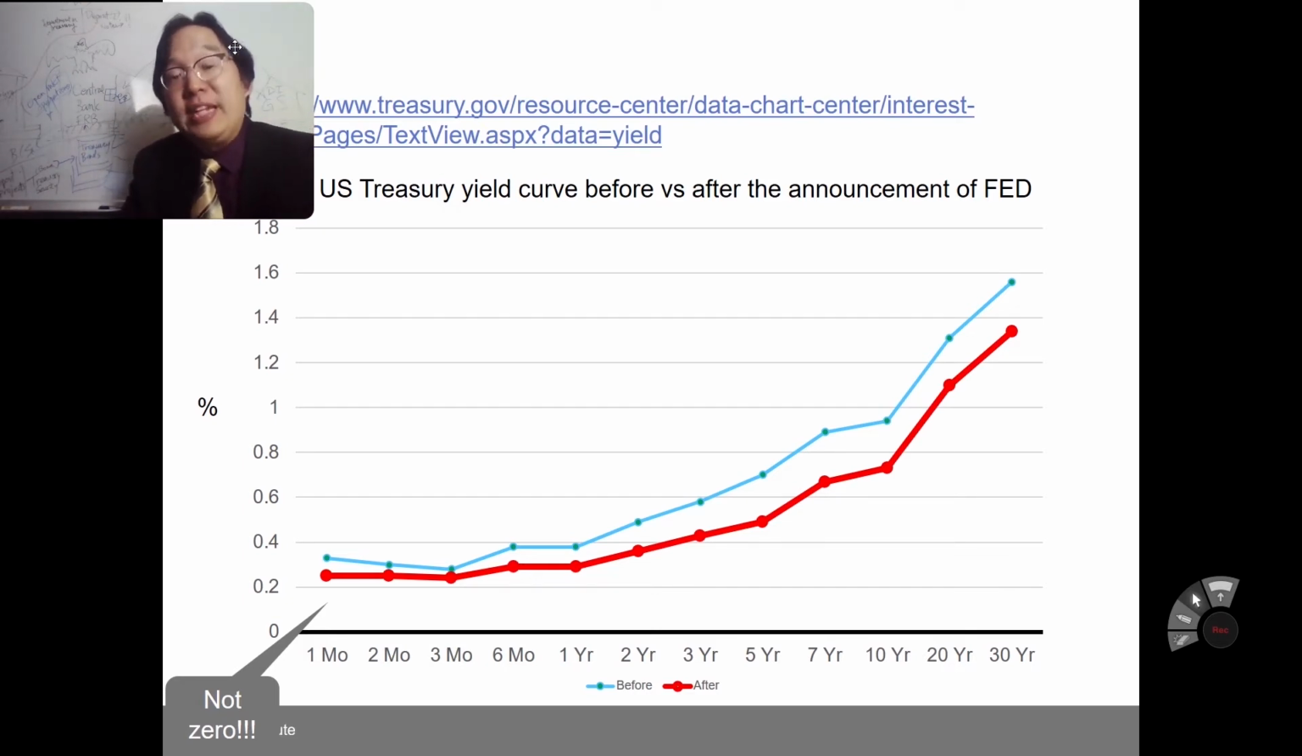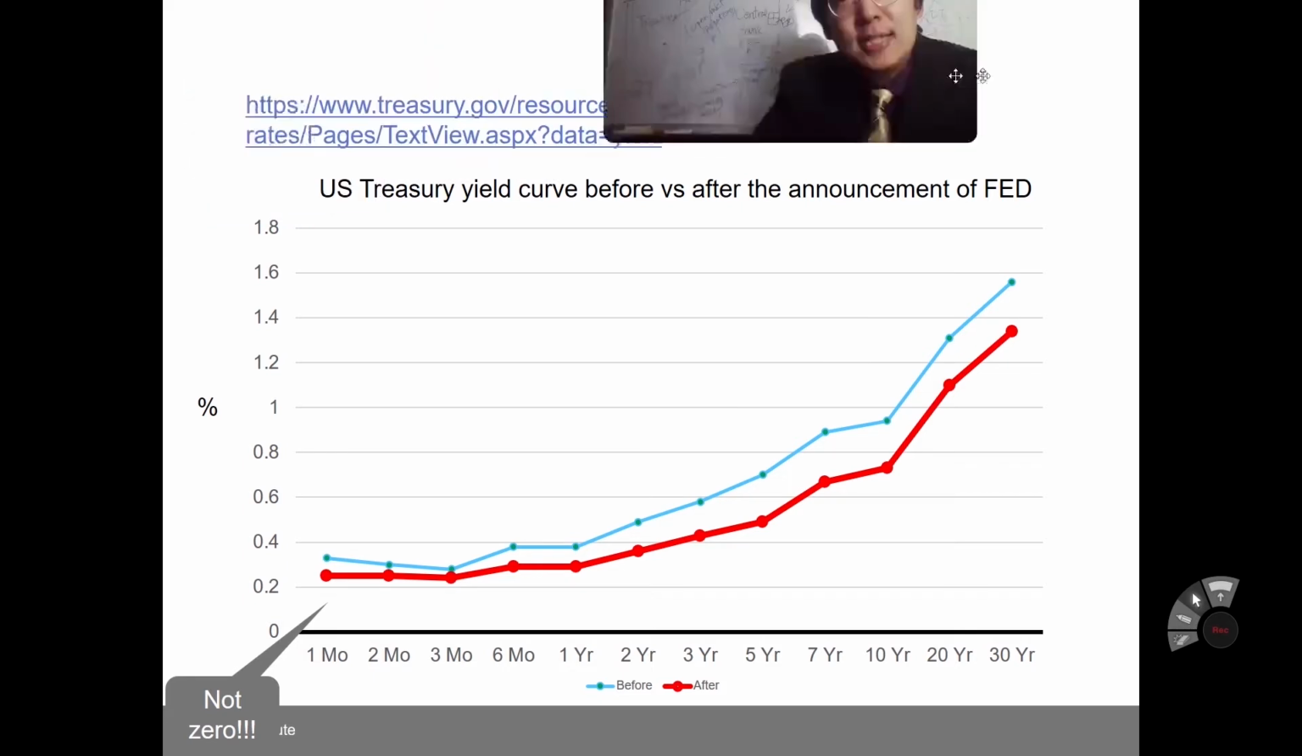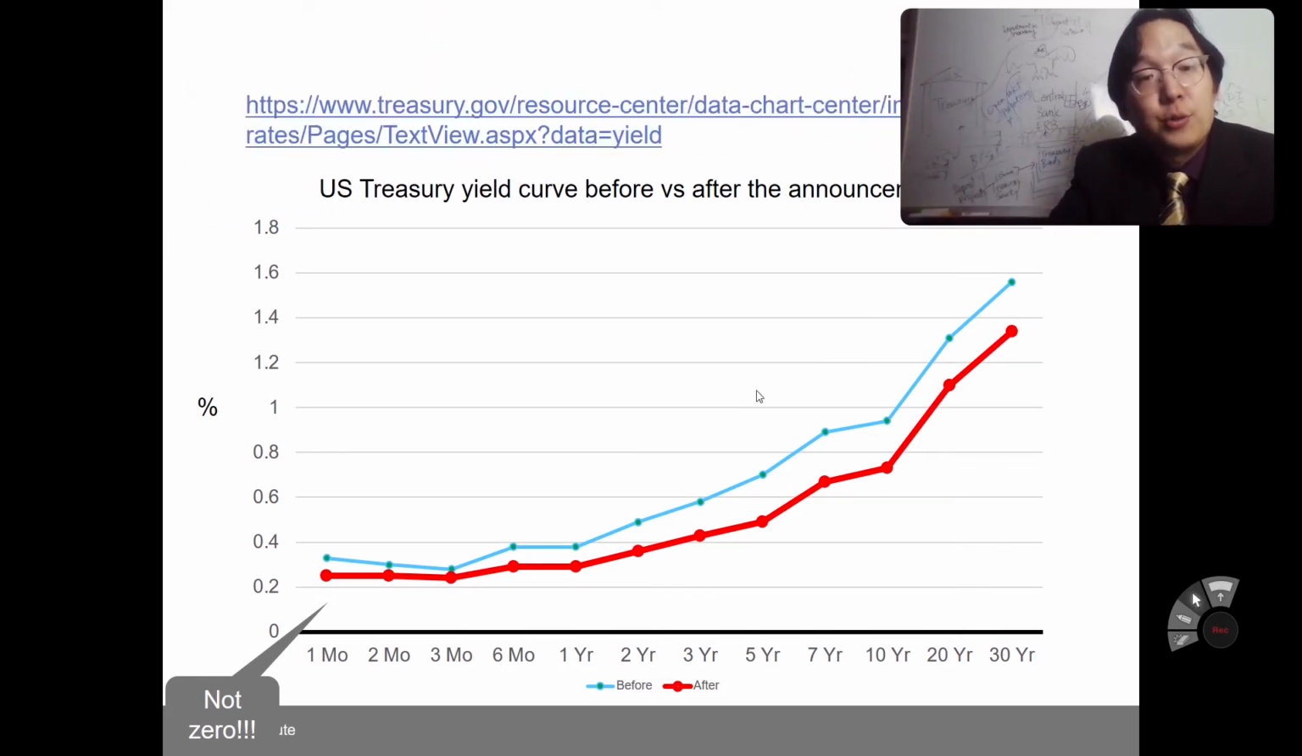Now, U.S. Treasury yield curve is shown over here. What is a yield curve, by the way? Okay, what is a yield curve? Well, what you see on the vertical axis is the interest rate in percentage figure, right? And then what you see on the horizontal axis is the maturity of these bonds.